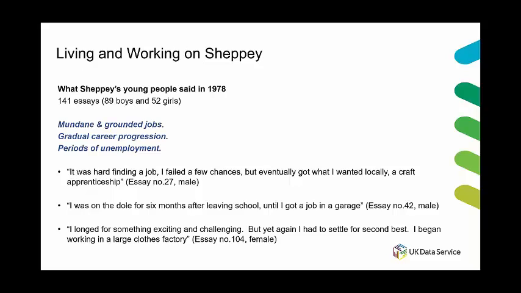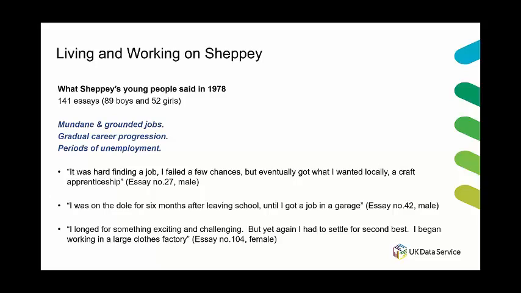So what we got as a result of that exercise is 141 of these essays, 89 boys and 52 girls. And you can see very briefly, and there's a lot more to be done with these essays, but I'm just highlighting a few key points here, some themes of realism, possibly pessimism, definitely realism though. Young people talked about mundane but stable and grounded jobs. They imagined a very gradual career progression if they progressed at all. There were stories of stagnation, unemployment, and somewhat morbidly, some predicted their own early deaths or deaths of their loved ones.